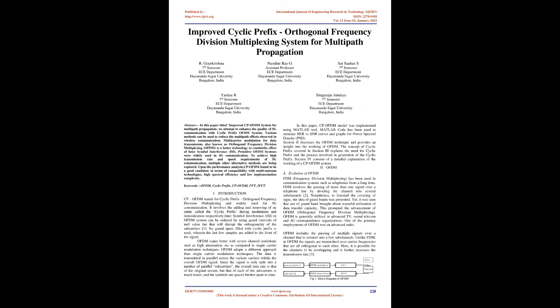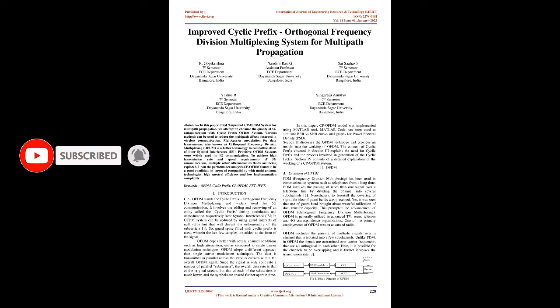To achieve the high transmission rate and speed requirements of 5G communication, multiple other alternative methods are being explored. Upon performance analysis, CP-OFDM was found to be a good candidate in terms of compatibility with multi-antenna technologies, high spectral efficiency and low implementation complexity. Keywords: OFDM, cyclic prefix, CP-OFDM, FFT, IFFT.